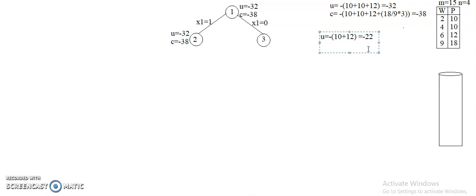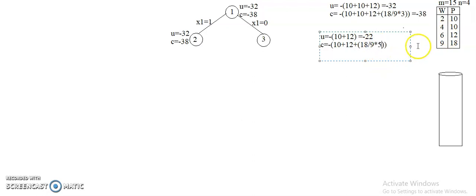Sorry, upper bound is equal to minus 22. So what will be the cost? Cost is equal to minus, this will remain the same, 10 plus 12, upper bound will remain the same, plus, let me write it in a bracket. The fourth item is not included, 18 by 9, this you know already. So what is the remaining capacity of the bag? Remaining capacity I am supposed to find out. 4 plus 6 is 10, so remaining capacity is 5. So into 5 I am supposed to do.